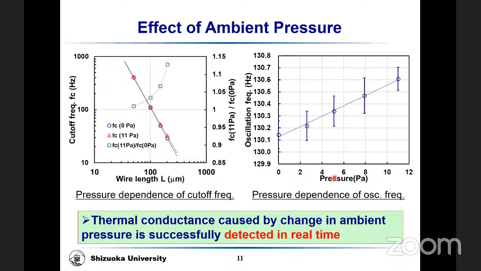And this is pressure on the horizontal axis, and we can detect the linear relationship of oscillation frequency with respect to the pressure.